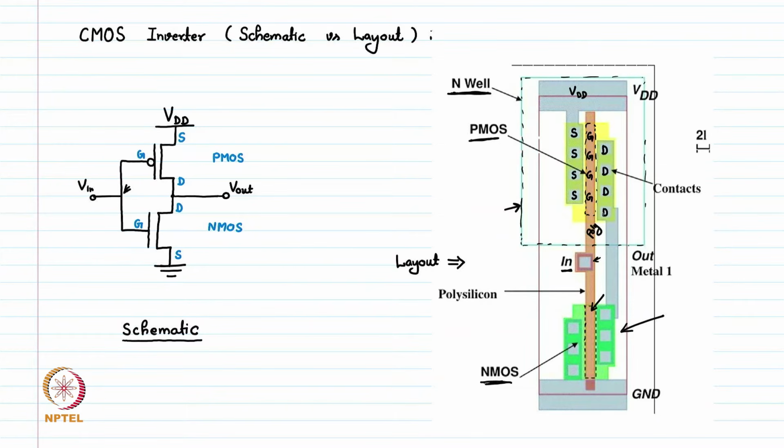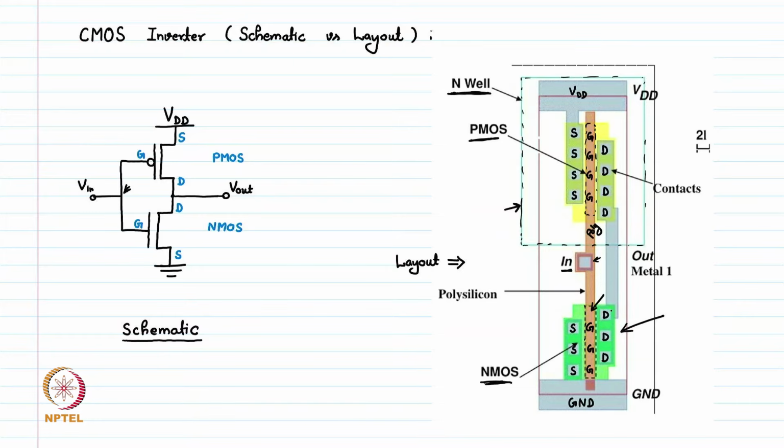These are for PMOS. Similarly for NMOS, if we see, this is the ground line. Connected to this we have the source of NMOS. So these are all source terminals, this poly acts as a gate, and on the other side we have these drain connections. So this is the drain of NMOS. Now we see that both of the drains are connected, and we call that node the output node.